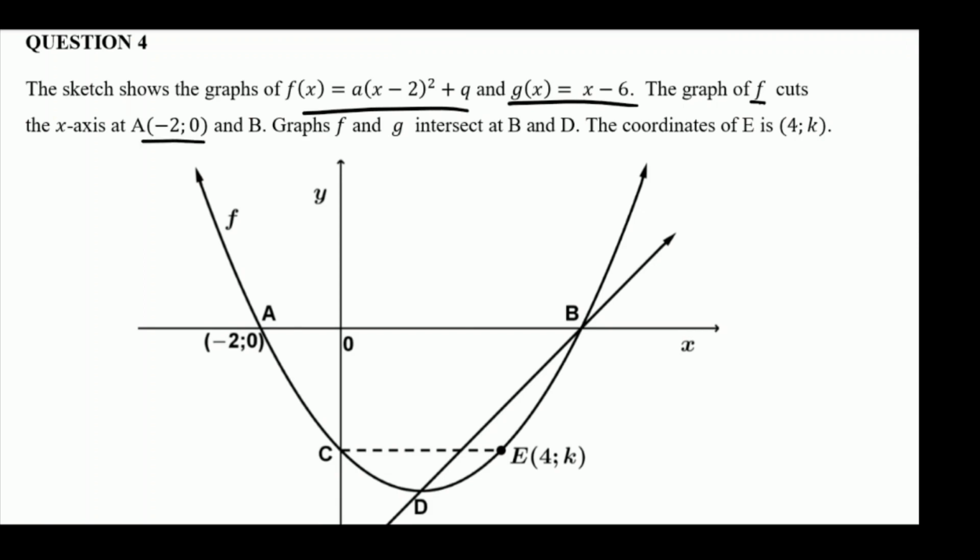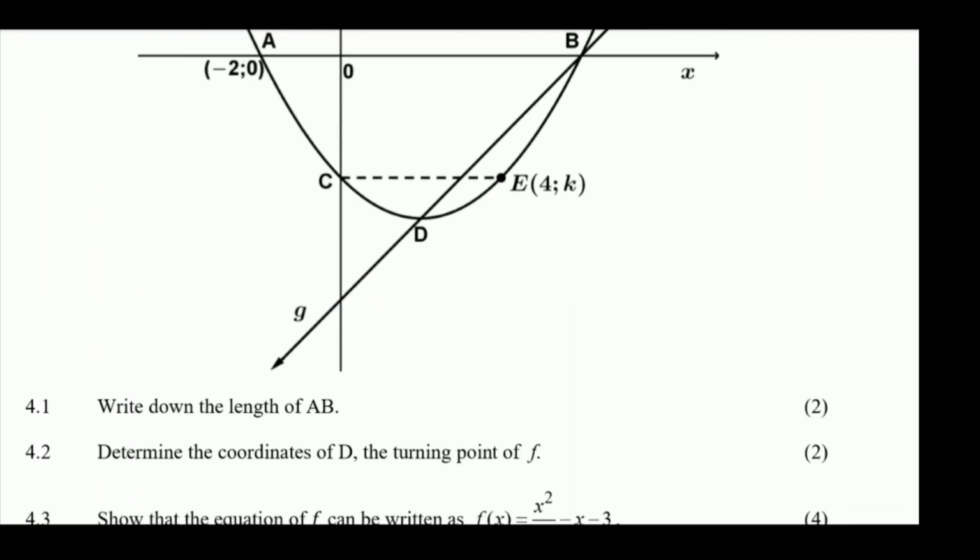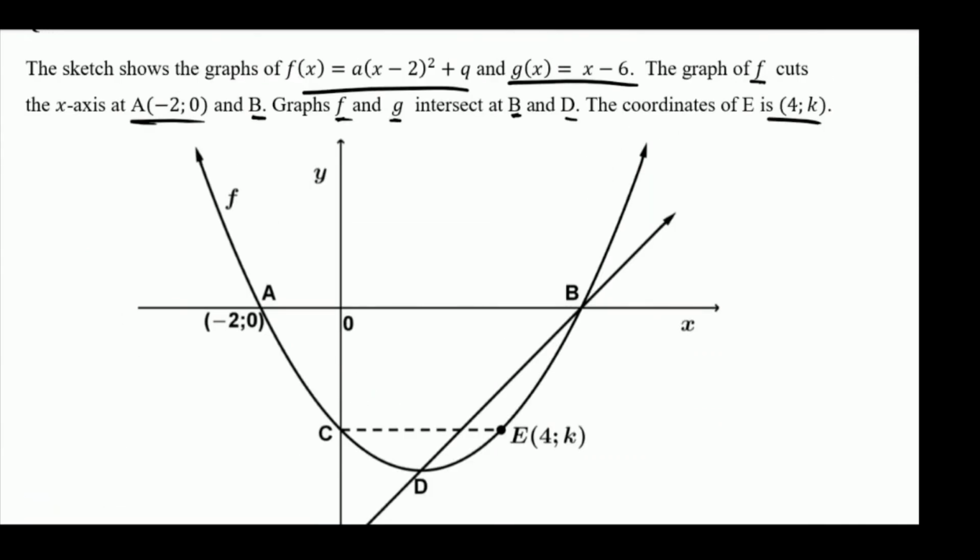And we are given point A and we're not given point B, and we are told that both graphs intersect at B and D, and we're also given the coordinate of E, right? So now let's look at the questions. So 4.1, we are asked to write down the length of AB.